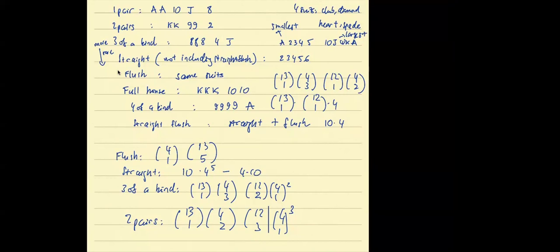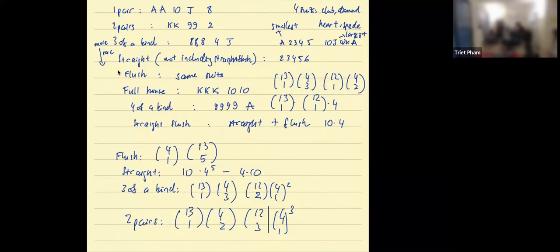Oh, my bad. Right. This would be one pair. So this is correct. This is correct for one pair. That's correct. But yeah, we're looking at two pairs. So no, it's fine. You're doing one pair.